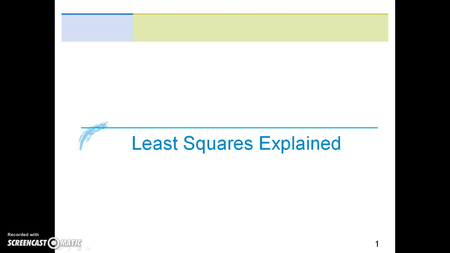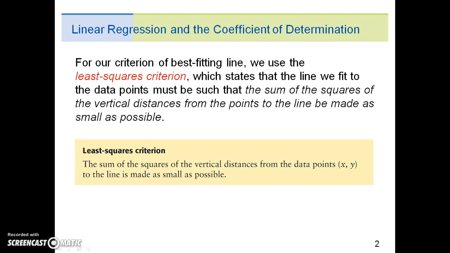This section will provide an explanation of the least squares criterion. For our criterion of best fitting line, we use the least squares criterion, which states that the line we fit to the data points must be such that the sum of the squares of the vertical distances from the points to the line be made as small as possible.